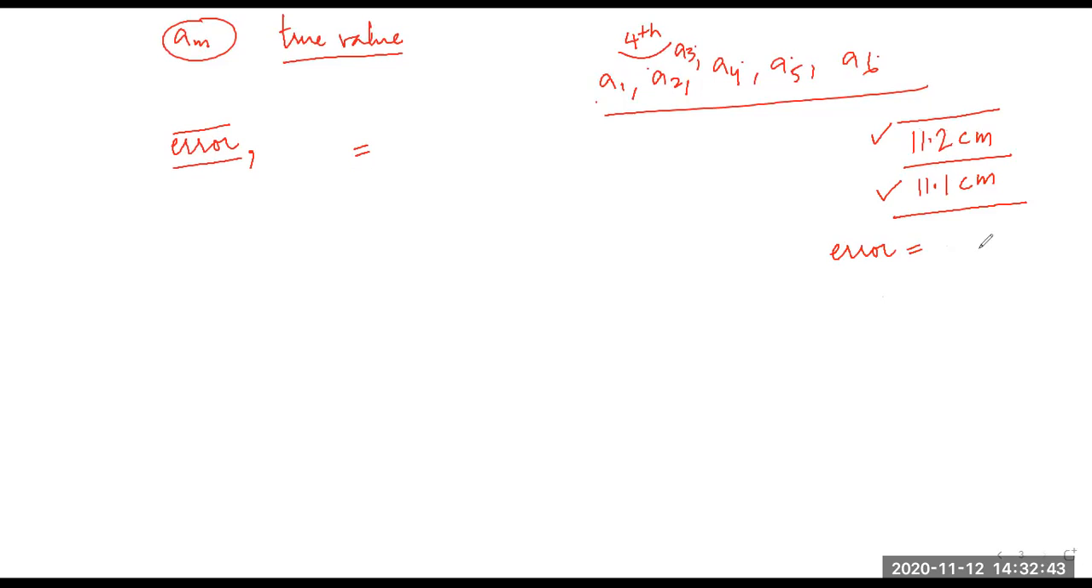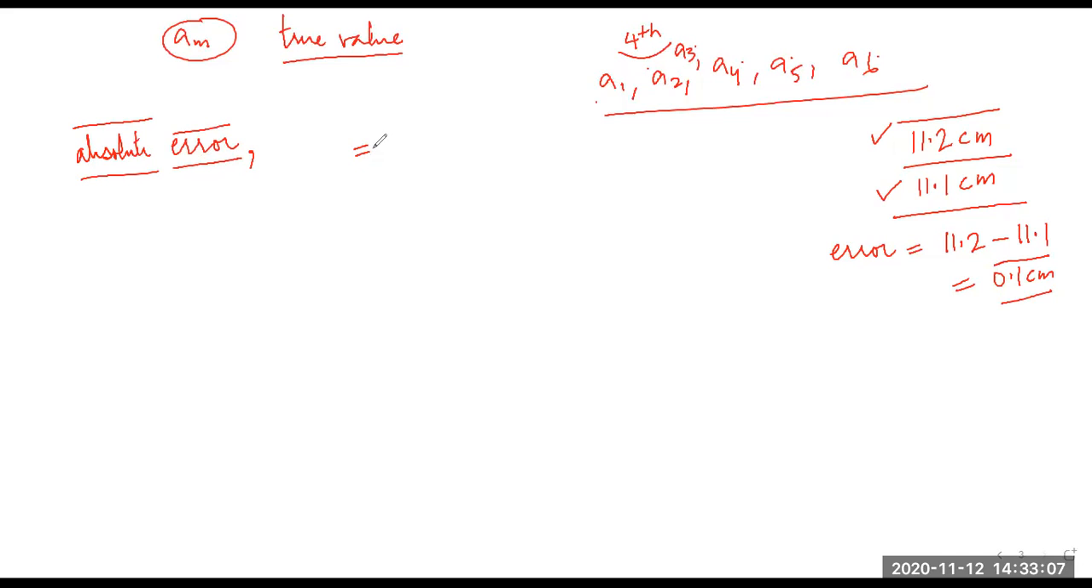Anyone? 0.1. Correct. Error is, you know, the true value, 11.2 centimeter, minus whatever he has measured. So 0.1 centimeter is the error. Am I right, Jasmine? Yes, sir. This error is known as absolute error.